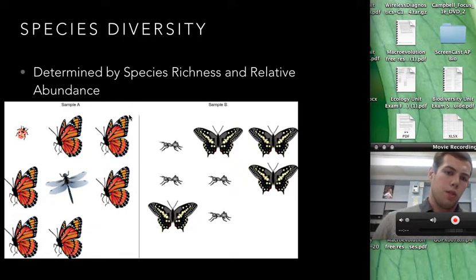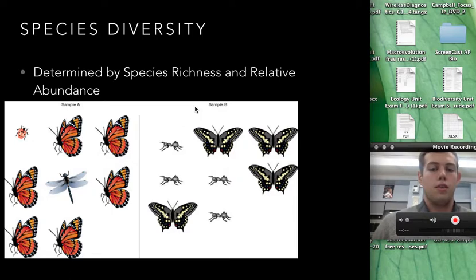For instance, let's compare really quickly sample A and sample B here. In sample A, I see 3 species: ladybug, dragonfly, and butterfly. However, in sample B, I see only 2 species, butterfly and an ant. If I'm comparing species richness, I would say that sample A has a greater species richness because it has 3 species compared to 2.